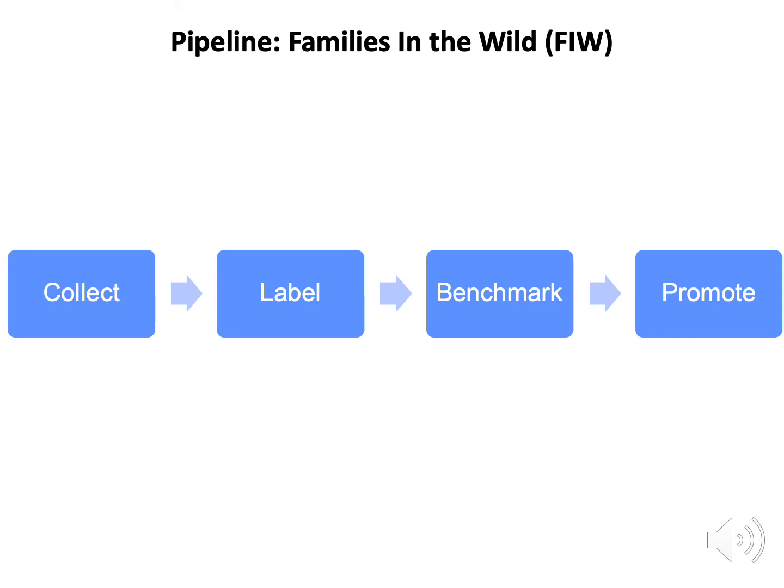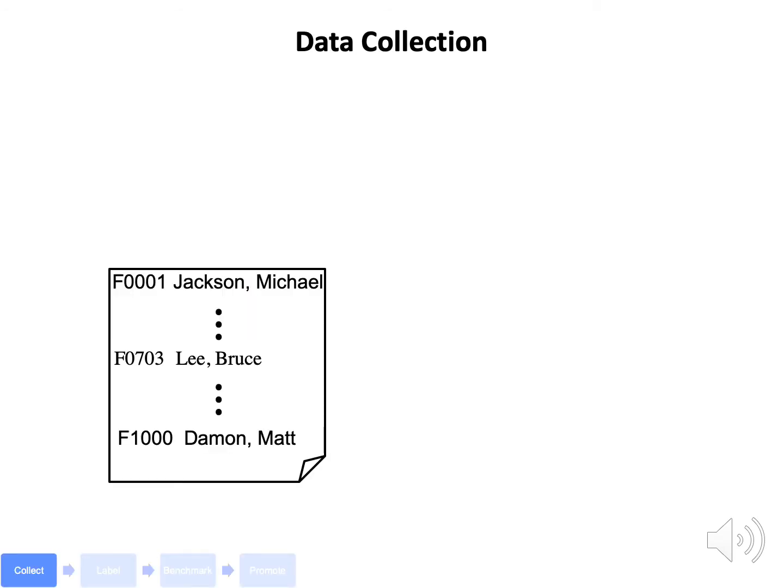So we drew up this simple pipeline with which we built the Families in the Wild data set. First, we wanted to collect, label, then benchmark and promote our data. So first, for the data collection, we drew up a list of 1,000 individuals for which we would find data. In other words, each of these was kind of the core of, okay, let's find family members for Michael Jackson. Let's find family members for Bruce Lee. Let's find family members for Matt Damon, for instance.